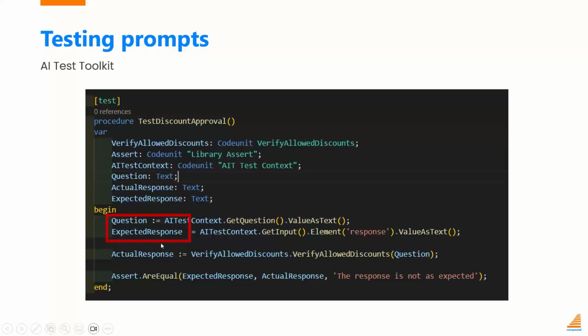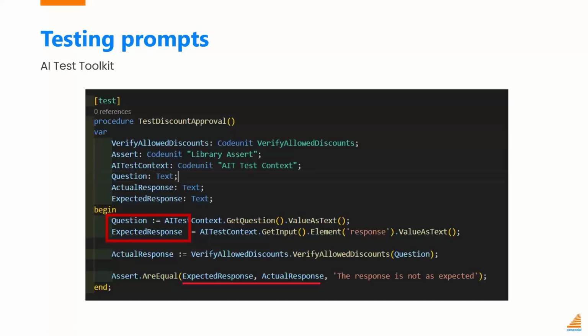In the first two lines, you would extract the question and the expected response from that JSON file. Next, you would run your AI feature with the question that we extracted from the file, and you would get back an actual response. And in the last part, you would simply compare the expected response with the actual response.